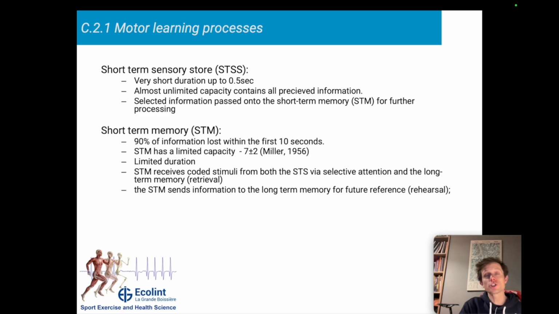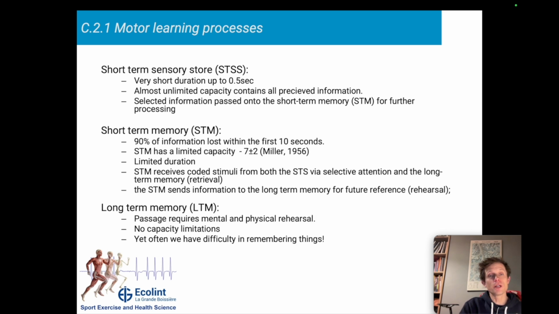The short-term memory, which in Welford's model consists of the short-term store and decision-making stages of the process, is where 90% of that information is lost within the first 10 seconds. It has a limited capacity, which according to Miller is 7 plus or minus 2 bits of information, and it also has a limited duration. This short-term memory receives coded stimuli from both the STS, or the short-term sensory store, via selective attention and the long-term memory via the retrieval process. The short-term memory then sends information to the long-term memory for future reference via rehearsal.